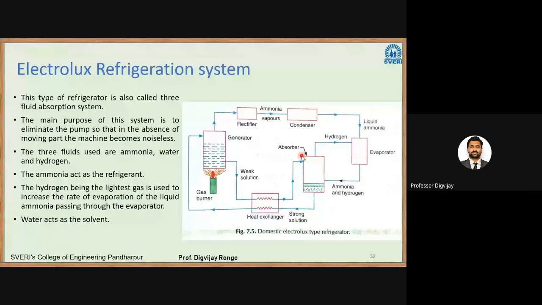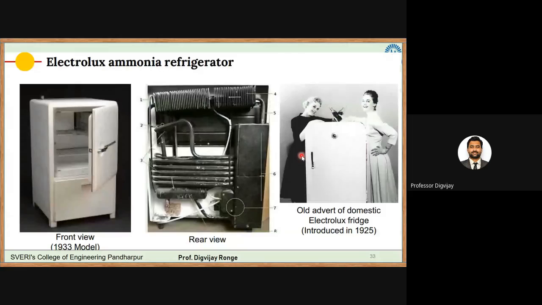I'll show you some advertising that was made for this Electrolux refrigeration system back in the 1950s and 1960s. So this was the first model, which was introduced in 1933. This is based on the Electrolux vapor absorption refrigeration system. Okay, so we can see many refrigerators.